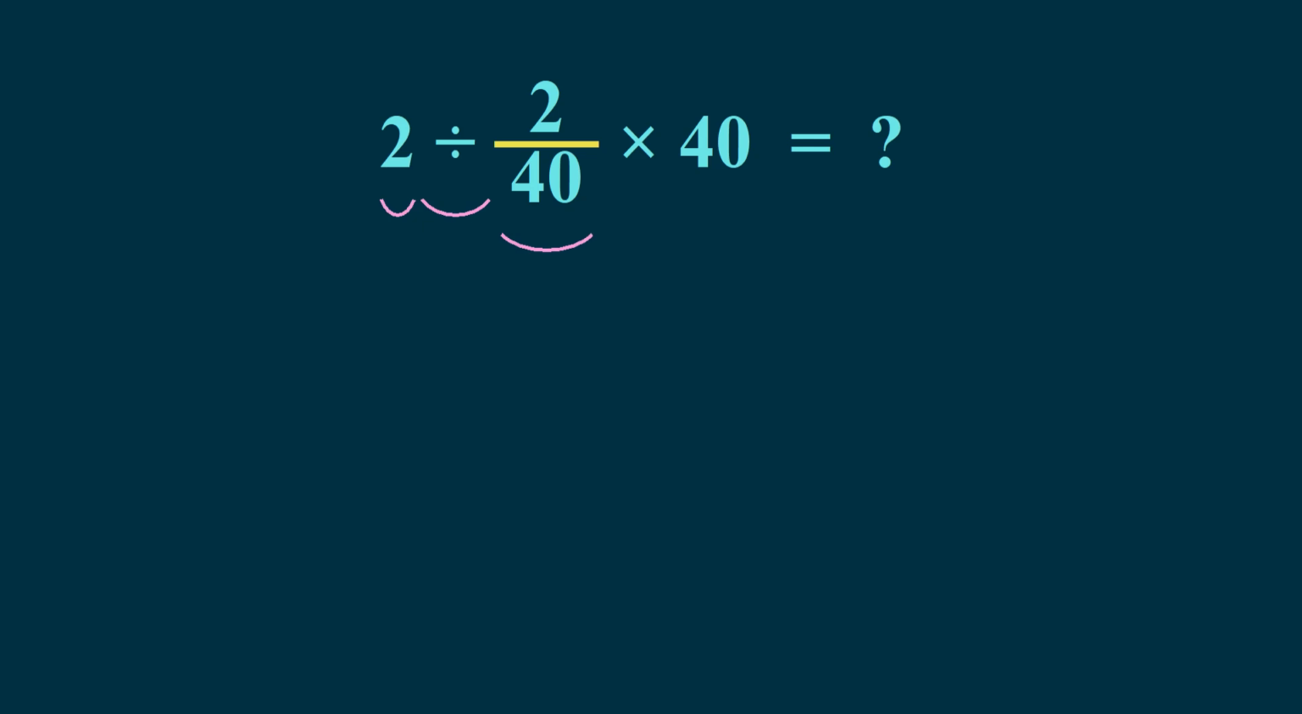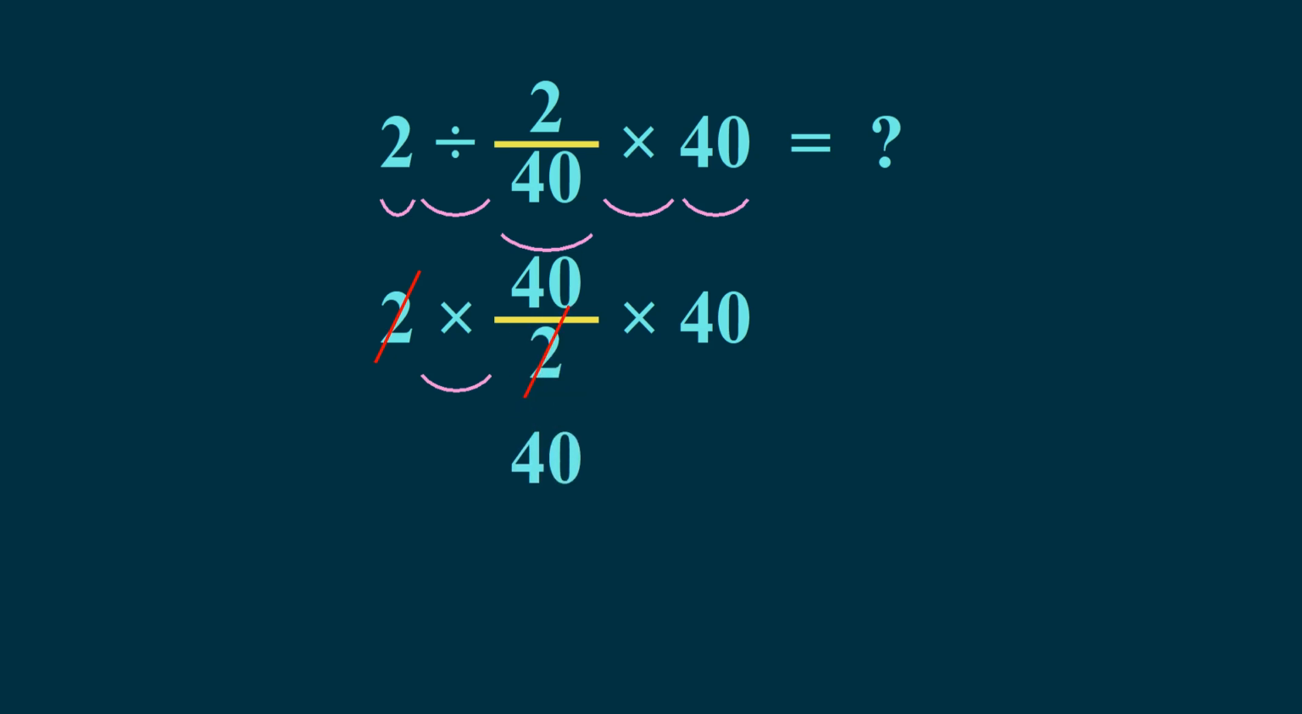To do this division, write down the 2, then change division to multiplication and flip this fraction to 40 over 2. And here again we have times 40. Now we have this new problem. First we do this multiplication. We can easily cancel this 2 and this 2, which gives 40.